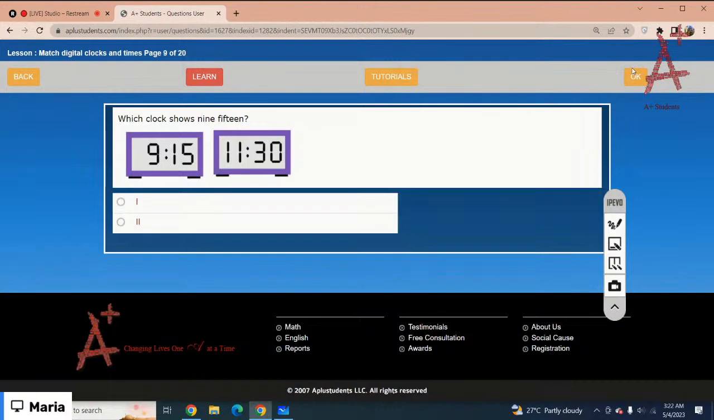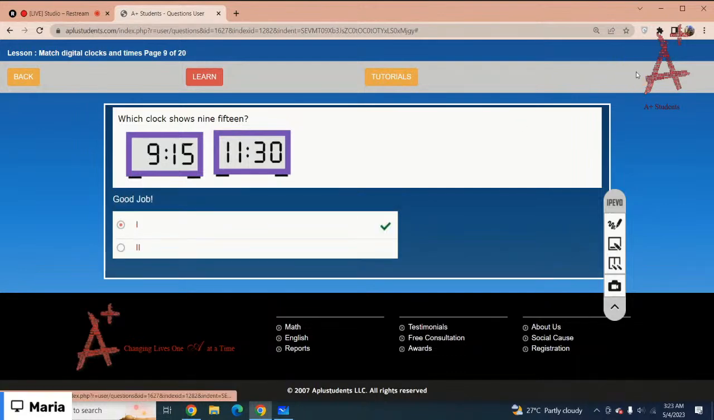Okay, which clock shows 9:15? Which is the correct option? 1 or 2? Yes, it would be the second one. You can see the hour is 9 and 15 minutes. Option number 1 is the correct option.